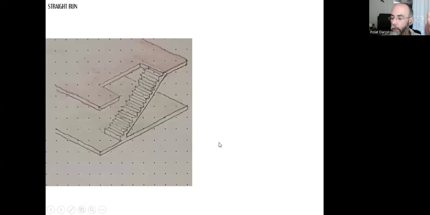Let's review the other types. So this was only one example. What if our straight line stairs was designed like that with this upper floor? As you can see, the upper surface of the floor is reddish, the upper surface of the ground floor is greenish, and there is this straight run stairs here.